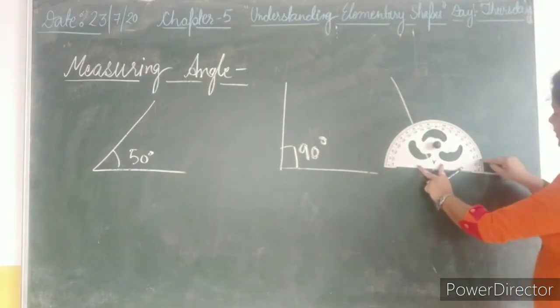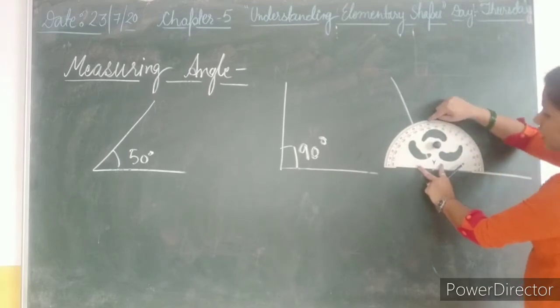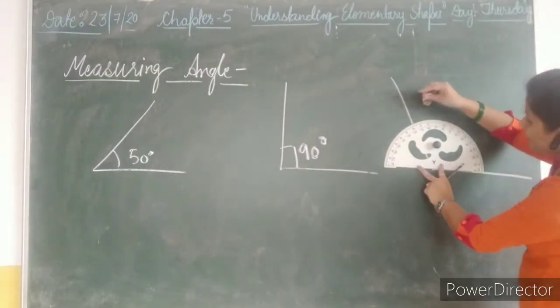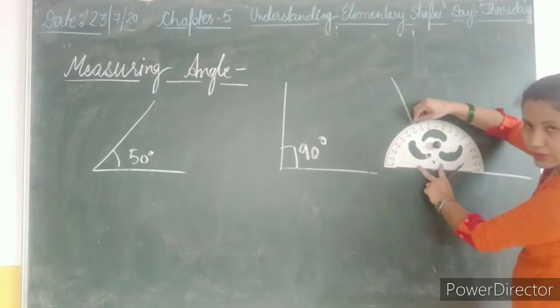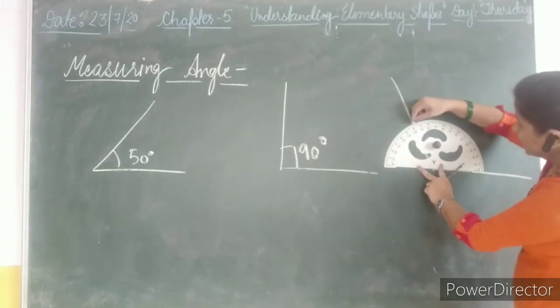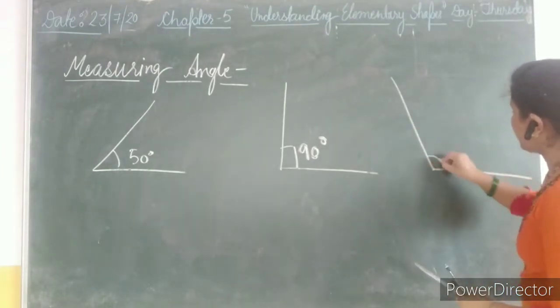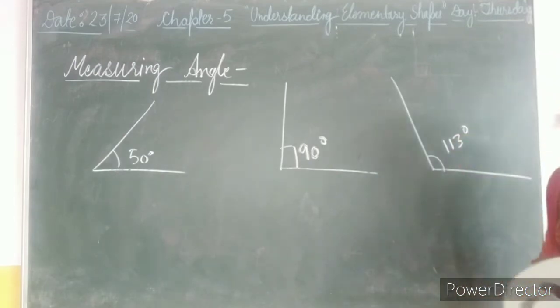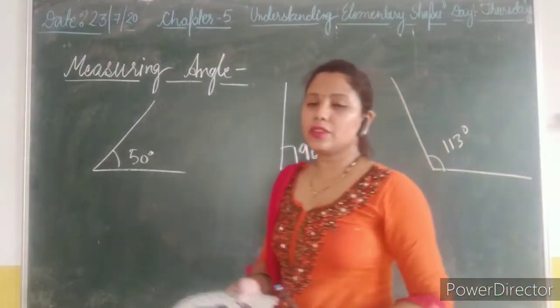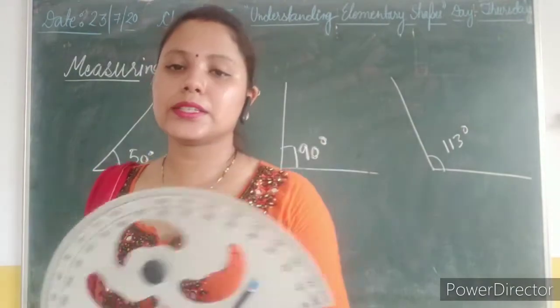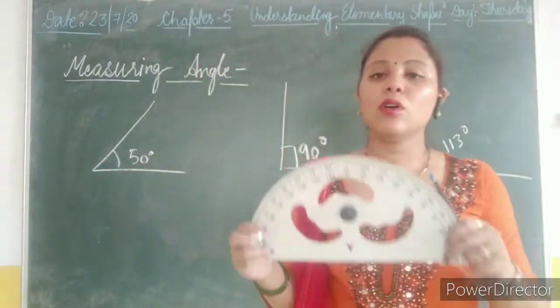This one is 10, 20, 30, 40, 50, 60, 70, 80, 90, 100, 110, 120, and that is your 130 degree. Okay. So with the help of the protractor you can measure your angles.